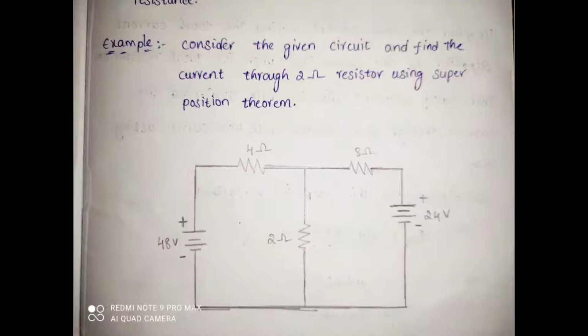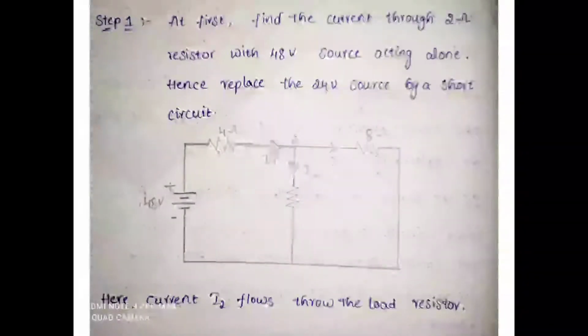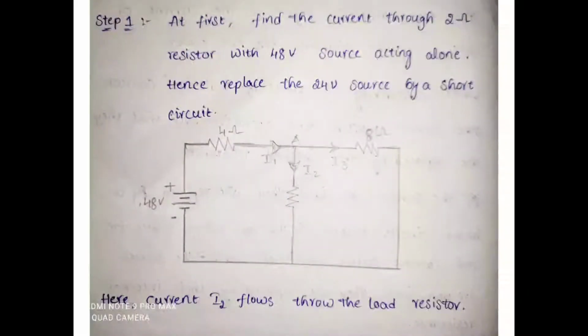Example: considering the given circuit, find the current through the 2 ohm resistor using the superposition theorem. Step 1. At first, find the current through the 2 ohm resistor with the 48 volt source acting alone, hence replace the 24 volt source by a short circuit.